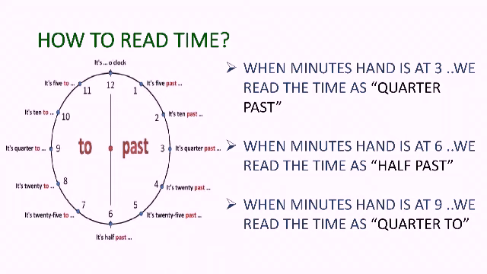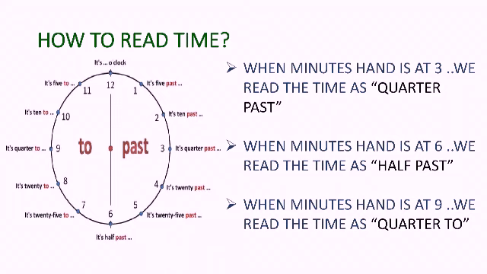Similarly, when the minute hand is at 9, it will be quarter. Now you might be thinking, what is quarter? So what did I say? When the minute hand completes one rotation of the clock, how many minutes pass? 60 minutes pass. So what is half of 60? 30 minutes. So when the minute hand is at 6, that means 6 fives are 30, and we say it is half past. The minute hand has passed half of the clock.